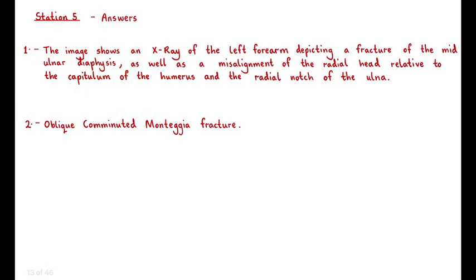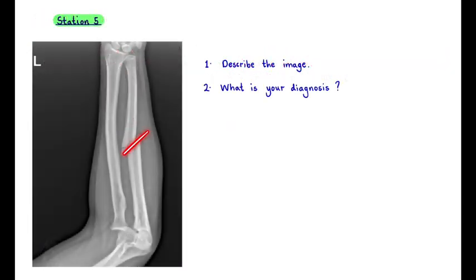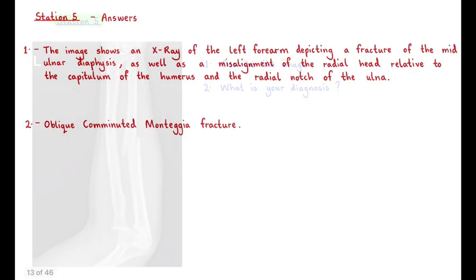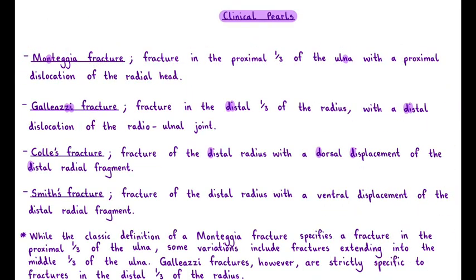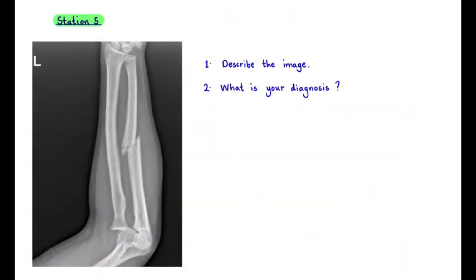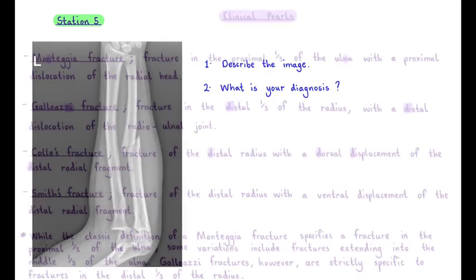So this is an oblique comminuted Monteggia fracture. As you can see, it's oblique, and this fracture has separated this bone into at least 3 pieces, so this is a comminuted fracture. Why are we saying this is a Monteggia fracture? Remember, a Monteggia fracture is a fracture in the proximal third of the ulna with a proximal dislocation of the radial head. So there is a fracture of the proximal ulna along with an associated dislocation of the radial head, as you can see here.